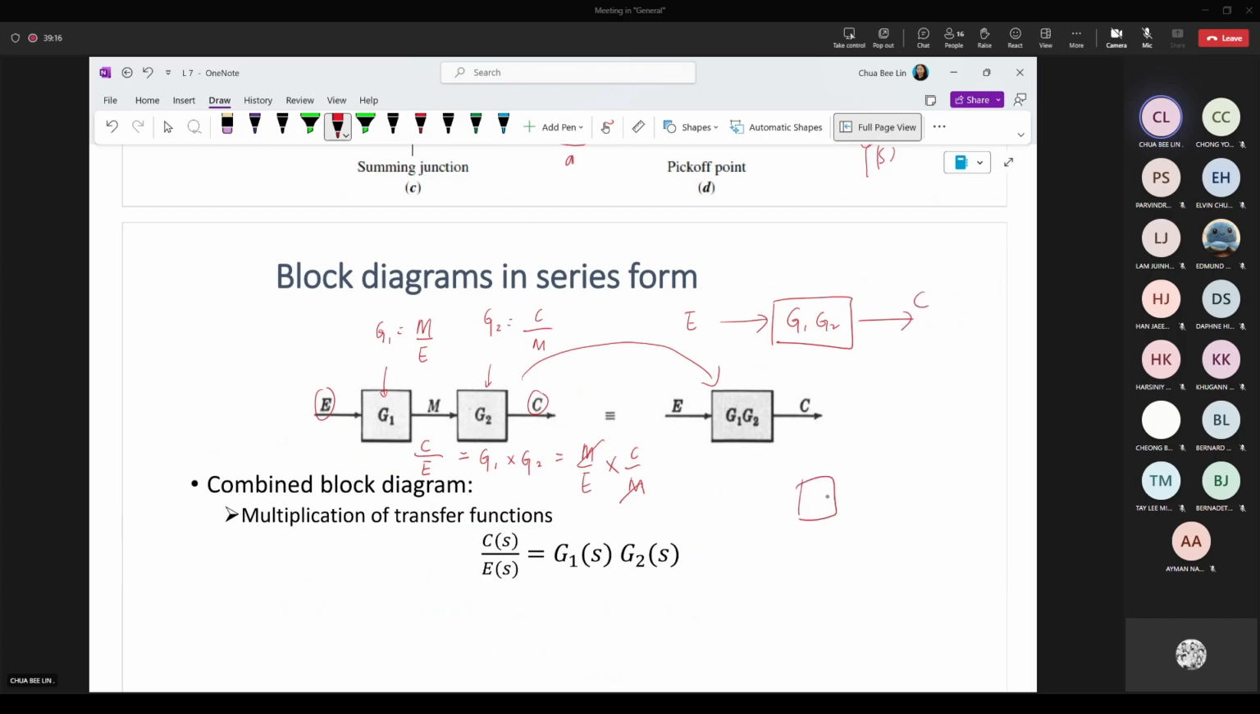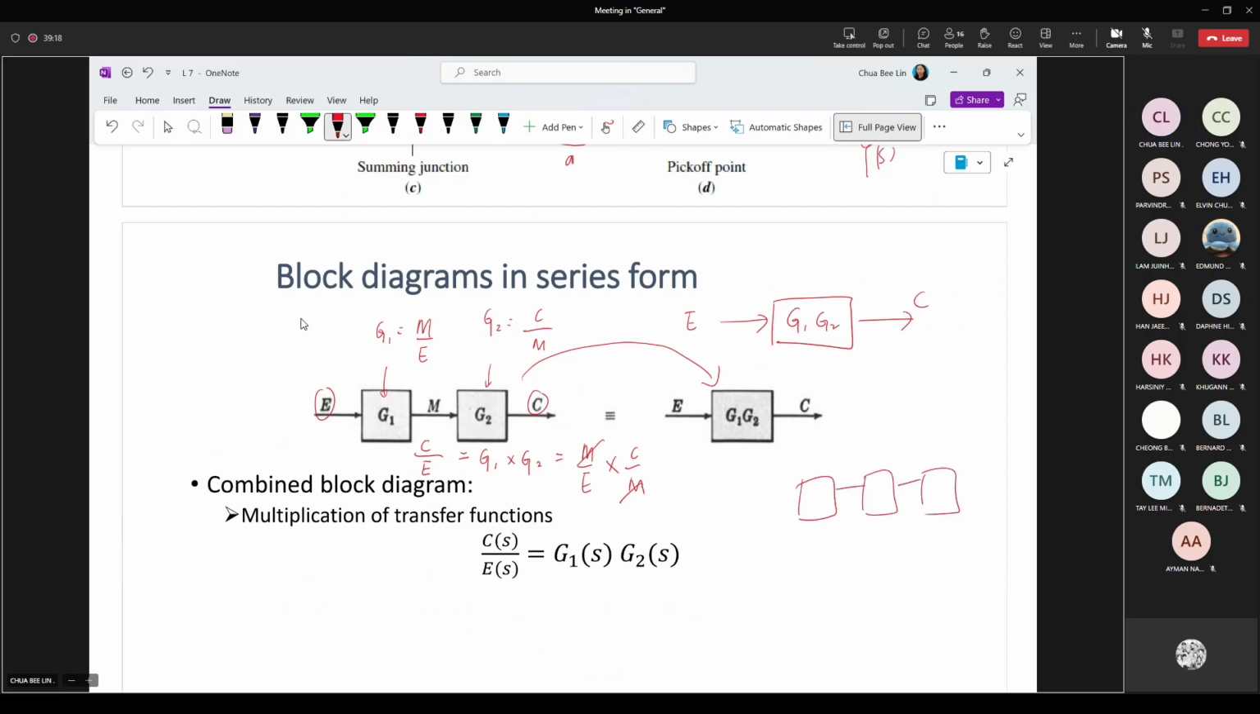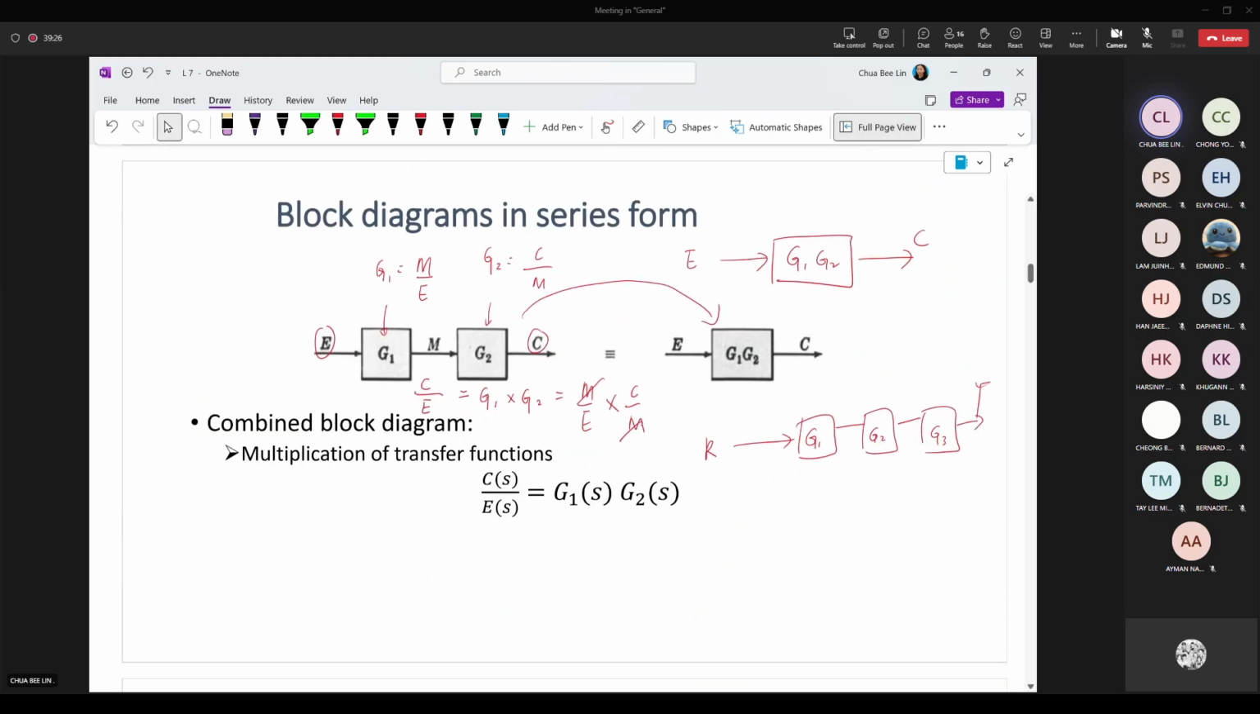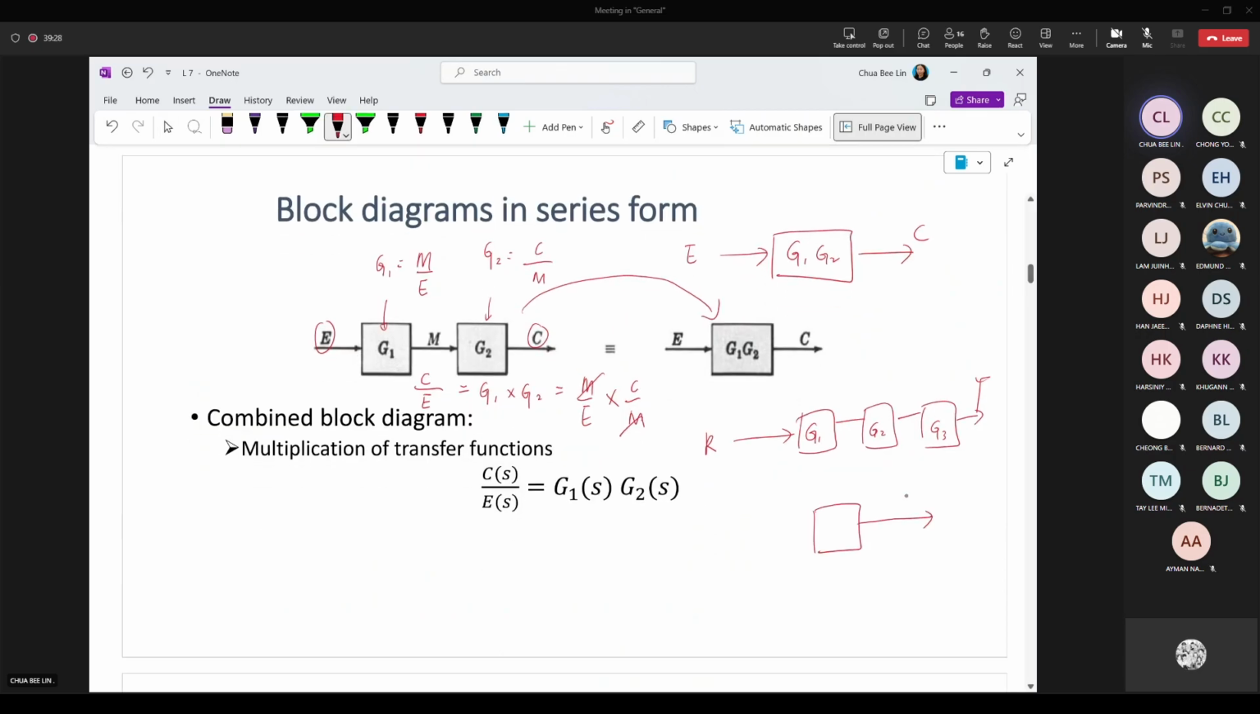So if you have 3, let's say this one is R, this one is Y, so G1, G2, G3. So you can simplify into one single block. Your output is Y, your input is R, then here will be G1, G2, G3. So this is multiplication.